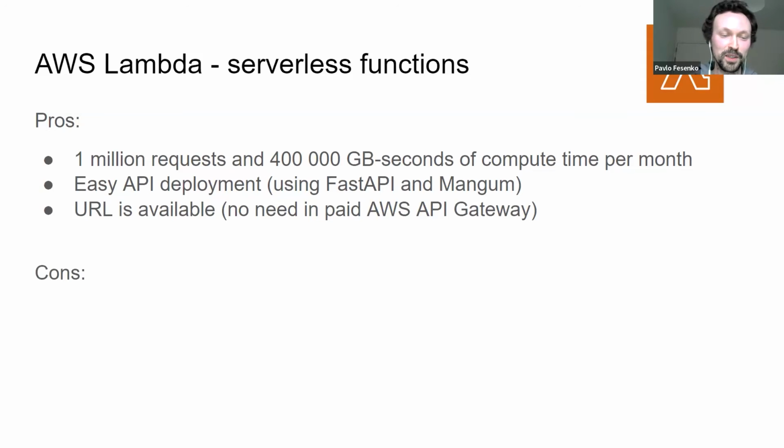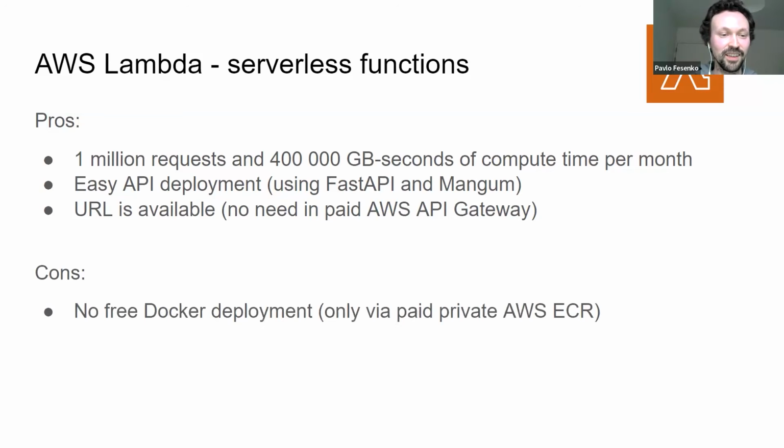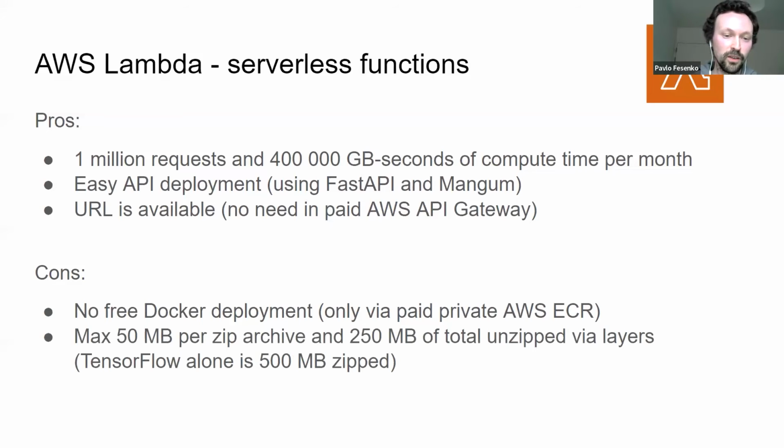There are, of course, some disadvantages. So it doesn't come for free just like that. You cannot use containers such as Docker to deploy to Lambda functions for free. If you want to do it, you need to pay for the private container registry, the ECR resource. So the only option that you have is to actually upload your code, but also all the libraries, all the dependencies that you need to run your code as zip archives. And you're only allowed to upload a maximum of 50 megabytes per archive.